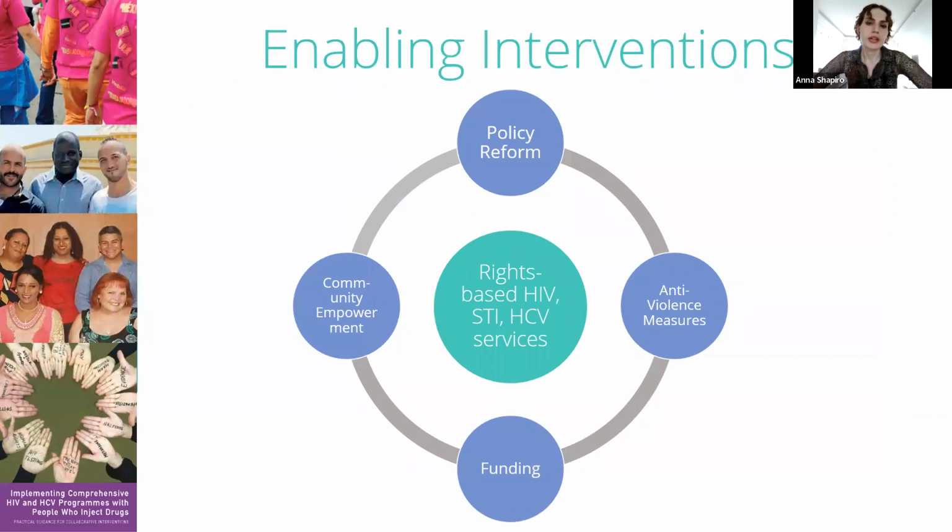And then lastly, we looked at enabling interventions. These are not new either. Policy reform, anti-violence measures, community empowerment, and funding have all been recommended previously within the key population specific guidelines that were previously developed in collaboration between the key population networks and different UN agencies.